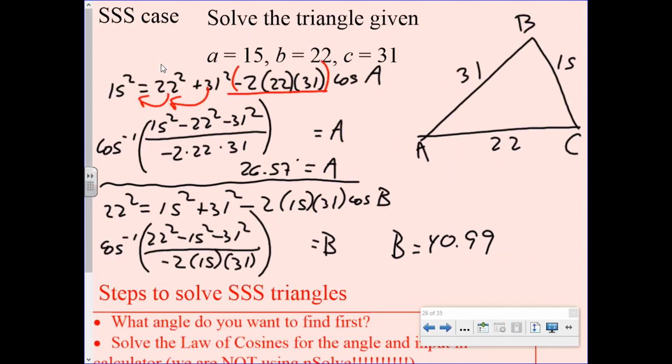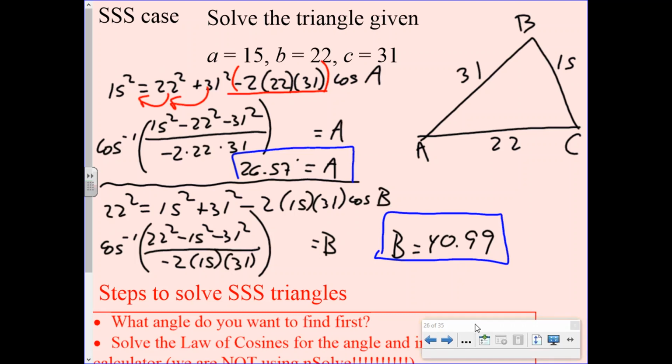And then once I have that, I've got my angle A right here, and I got my angle B right here. Now, for heaven's sakes, let's not do too much work here. Once I have that, I know that angle C is just going to be equal to 180 minus 26.57 minus 40.99, which will come out to be 112.45.